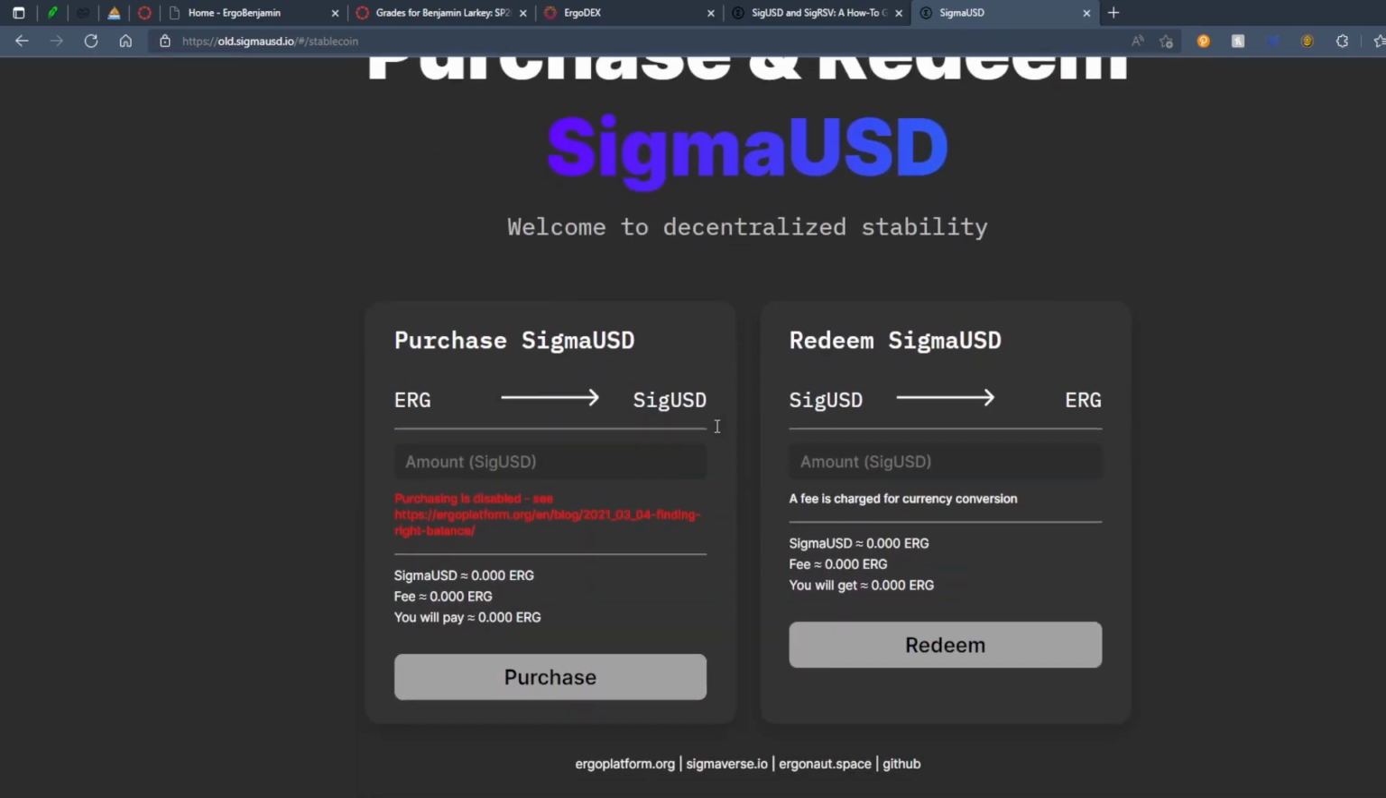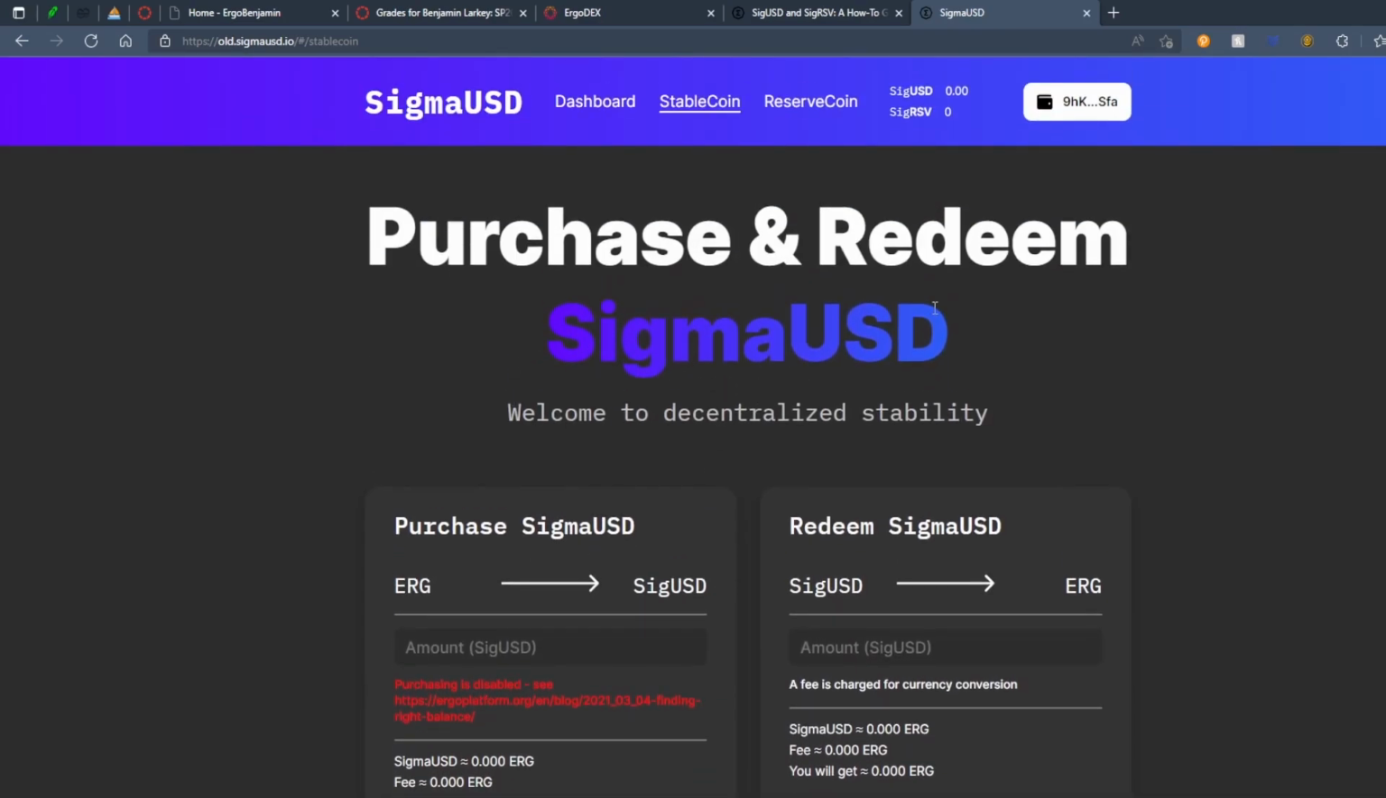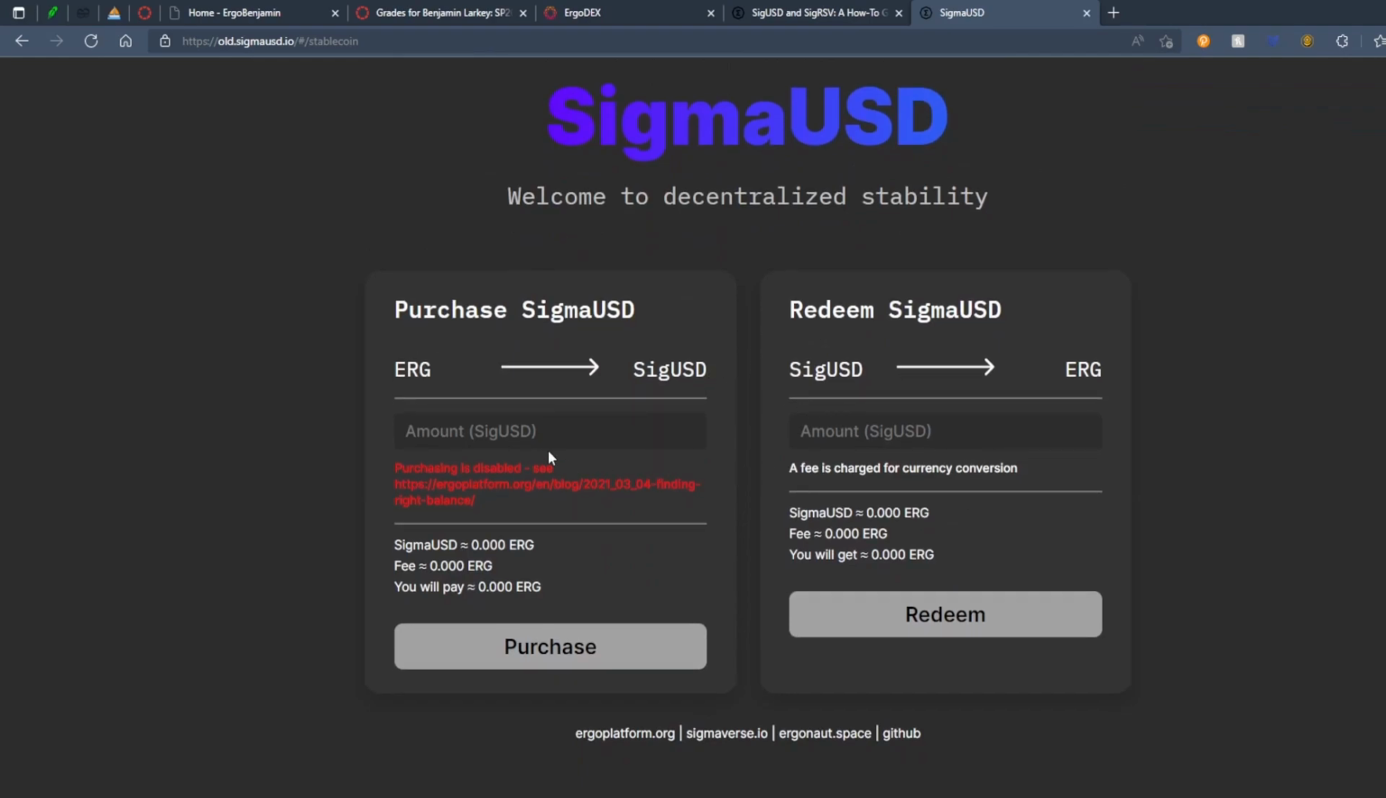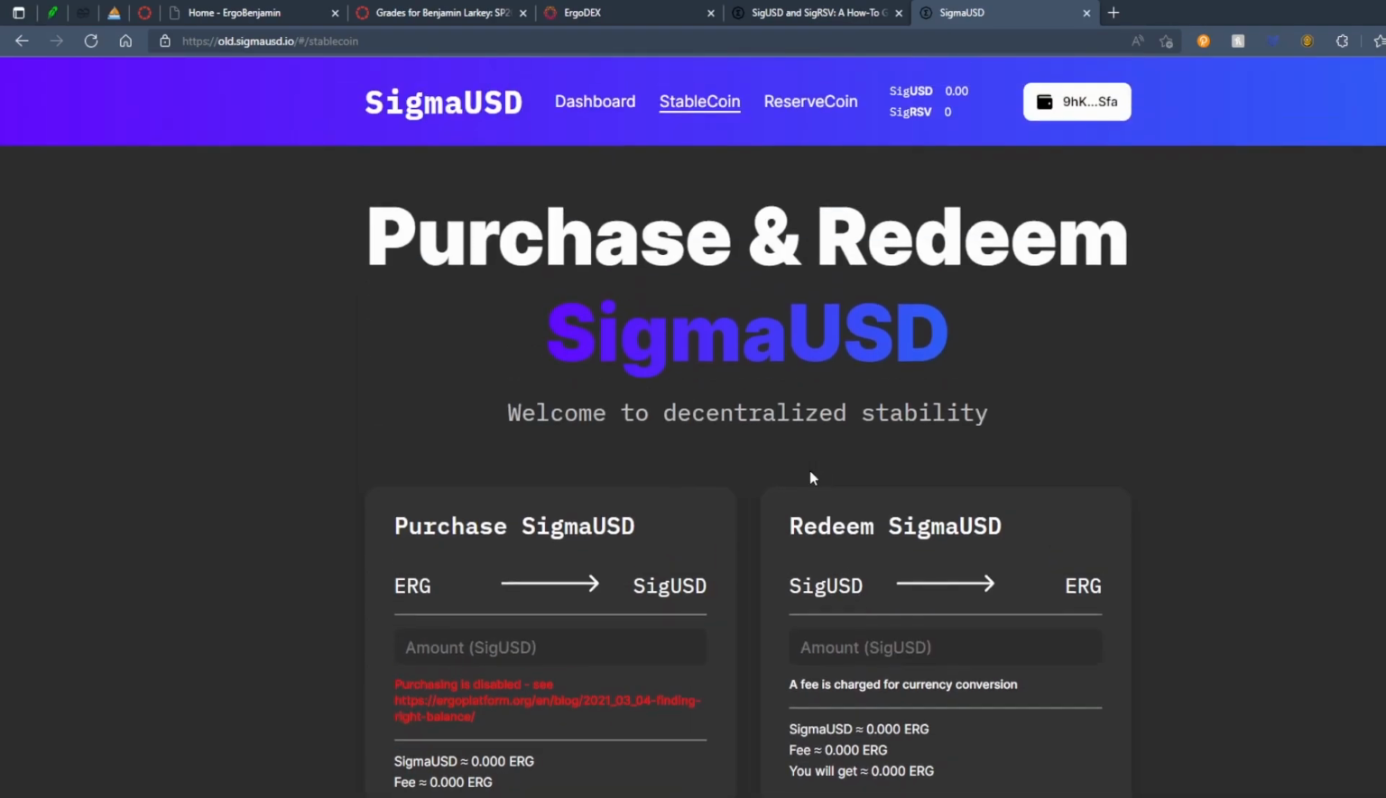Anyways, so you have purchase and redeem Sigma USD right here, the amount that you specify right here, going from whatever you want to do for SigUSD. If you want to redeem or you want to purchase it, right? I'm not sure why this is disabled, likely because I don't have it set to the right address or something. But that's not the point. The point is that if you wanted to do this, you would do it like that, right?